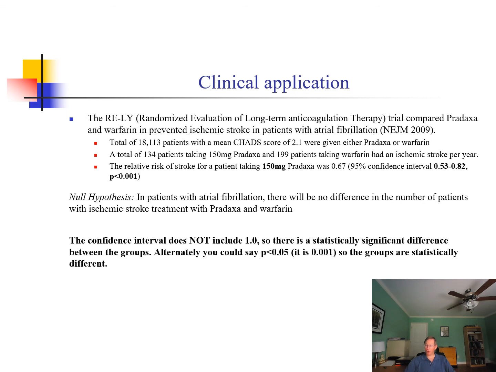Well, I could look at this one of two ways. Way number one is I could say that the 95 percent confidence interval does not include 1 for my relative risk, and so therefore it is statistically significant. These are different outcomes. The other way is I could look at the p-value, and when I look at the p-value, it was less than 0.001, and that's less than the 0.05 that I accept as my error rate.